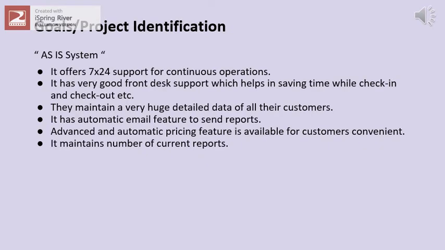Goals and project identification. The as-is features of the system are that it offers 24/7 support for continuous operations. It has very good front desk support which helps in saving time during check-in and check-out and reservations and finding some information. Based on the type of the room, the management will categorize the housekeeping services. They maintain huge detailed data of all their customers, and also they have automatic email features in order to send reports on a daily basis.